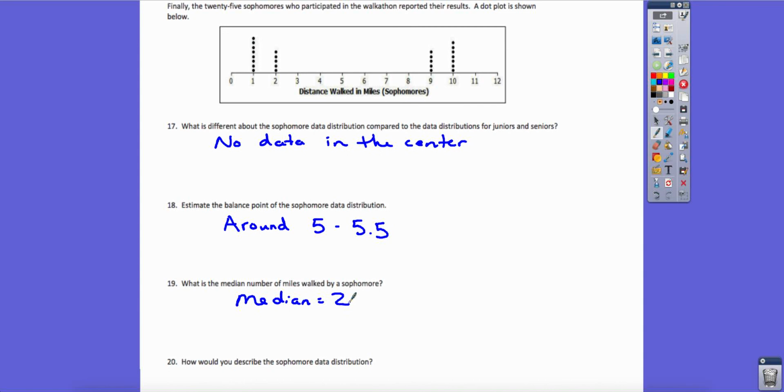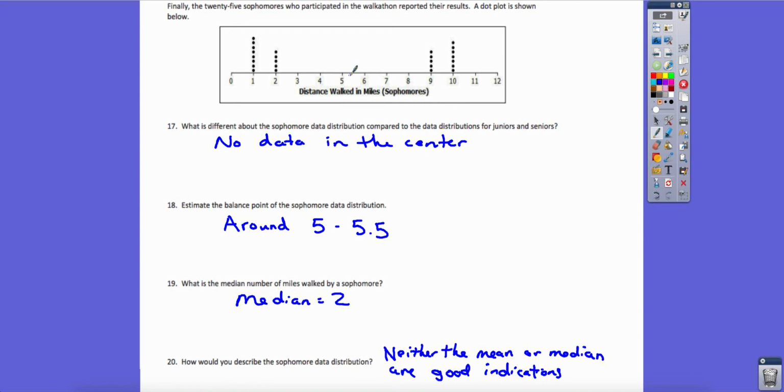And so how would you describe the sophomore data distribution? And so here's what we're going to say. For this one, neither the mean, which is the balance point, or the median are good indications here. Because if we use the median, which we found to be 2, it kind of discounts all the data that's up here, even though it's roughly half of the data. Okay? Similarly, if we said that it was around 5 to 5.5 for our average, or our mean, guess what? There are no data pieces that are in that range right there.